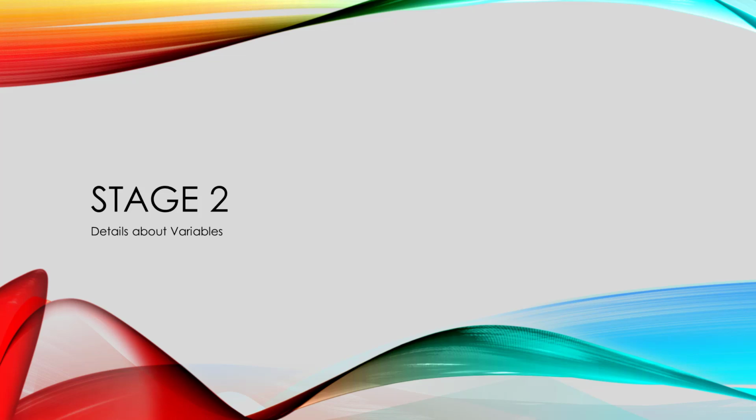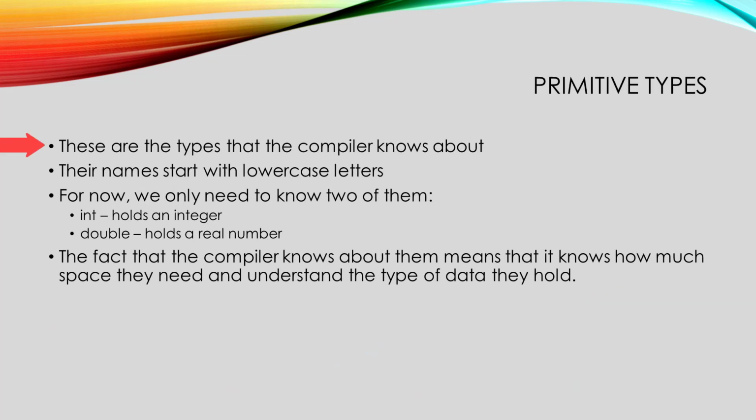We learned in the last stage that every variable has a type that specifies what kind of information it can hold. The first types we need to learn about are called primitive types. Primitive types are the types the compiler knows about. Later on, we'll learn how to create our own types, but for now, we'll stick with the standard ones.